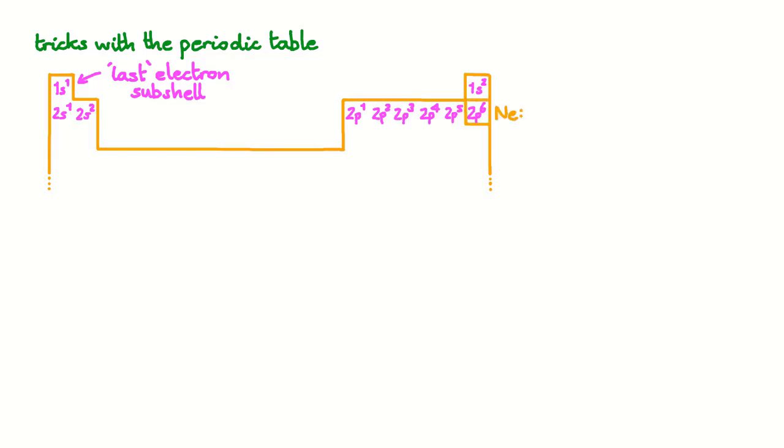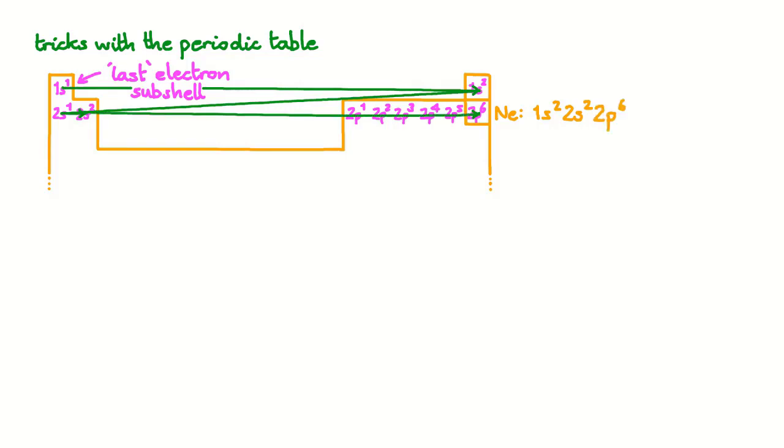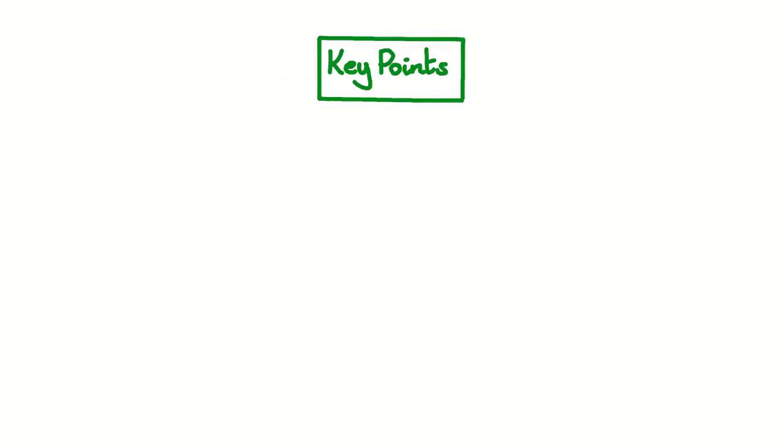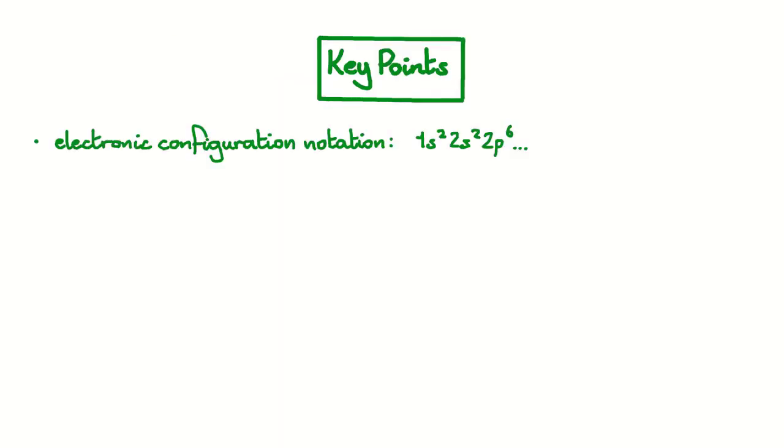If we want to quickly recall the electronic configuration of an atom of neon, we just need to account for all the preceding electrons. There are the 2 electrons in the 1s subshell, the 2 electrons in the 2s subshell, and 6 electrons in the 2p subshell. This trick is pretty good for elements in the S or P blocks, but it's not as effective for elements in the D or F blocks. Let's finish up with the key points.